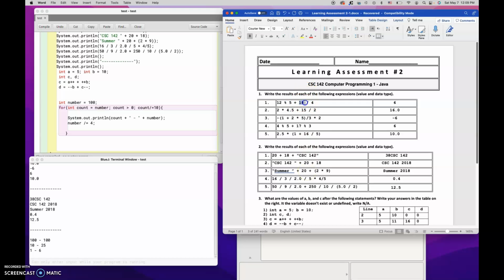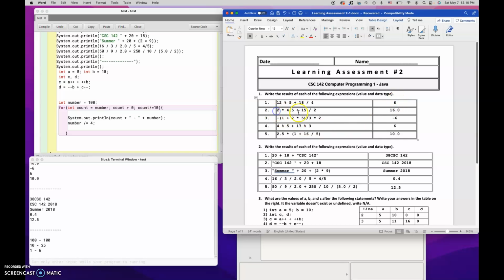Now we're going to jump to the second priority. 18 divided by 4 equals 4 point something. Since everything here is an integer, we're gonna see 2 plus 4 equals 6. We're not gonna count any decimal. If we change this to 4.0, then the result will change to 6.5.